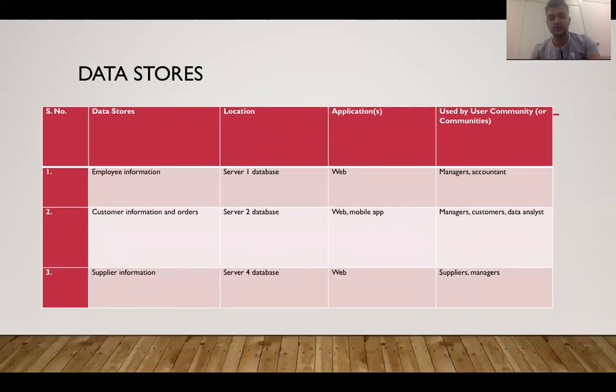Talking about the data stores, we have 4 servers. We have given the names server 1, server 2, server 3, server 4. Employee information is stored in the server 1 database, which is accessed through web by manager and accountant. Customer information and orders are stored in the server 2 database, which is accessed by manager, customer, and data analyst by web or mobile app. Supply information is stored in the server 4 database, which is accessed by supplier and manager by web.